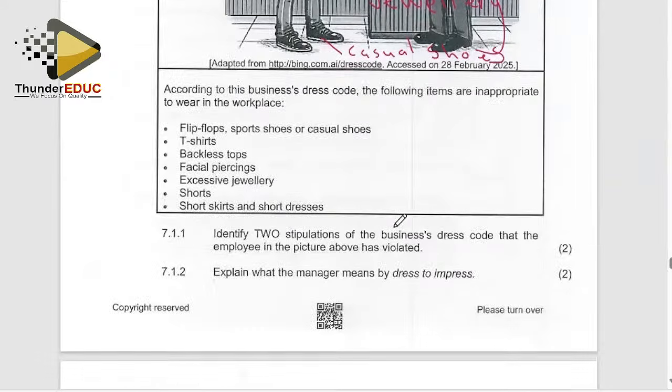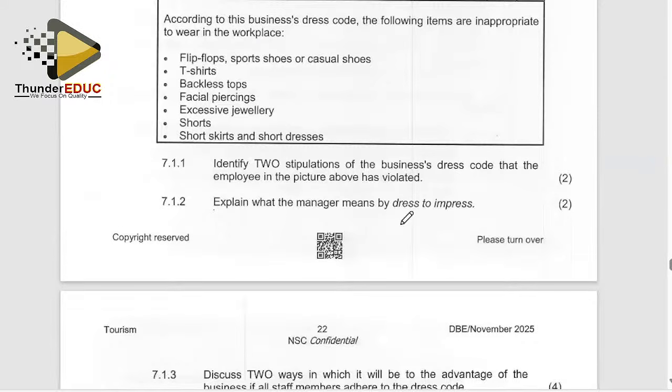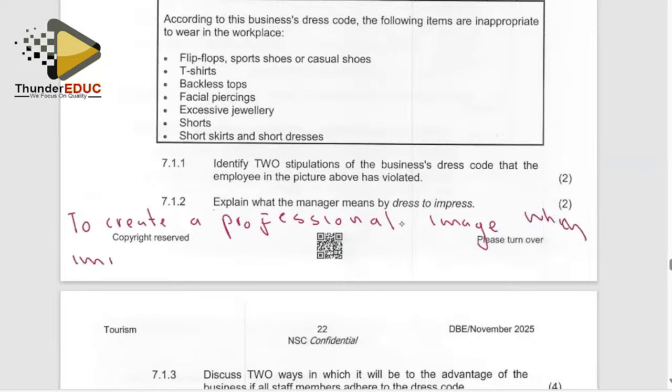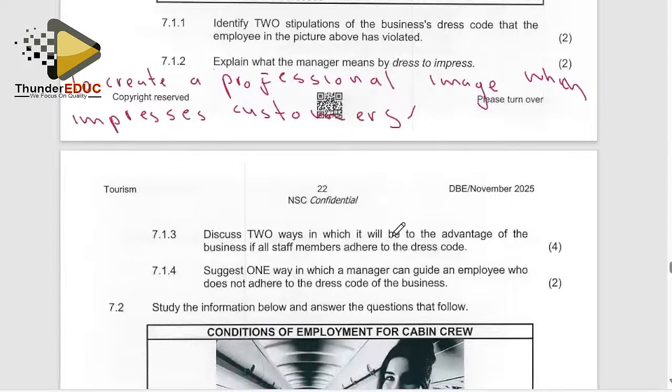Explain what the manager means by dress to impress. The manager is referring to the creation of a professional image, which impresses customers.